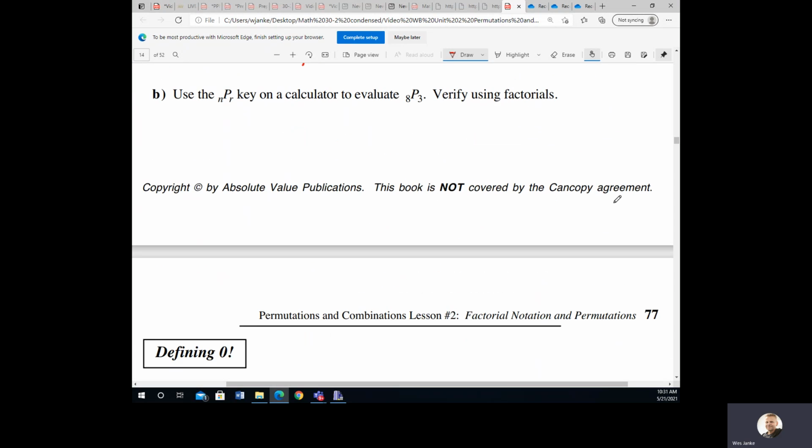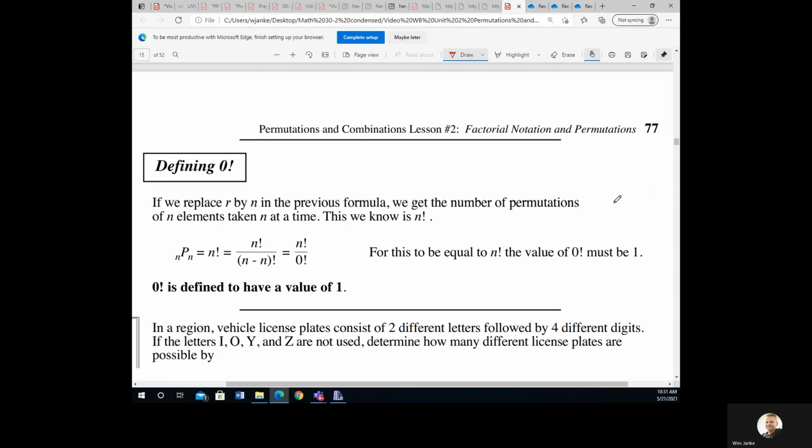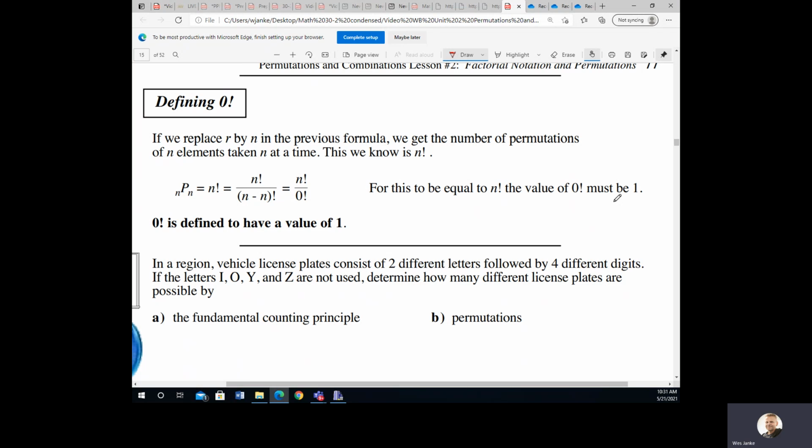Let's go on to the top of the next page. And the thing we have to note about defining 0 factorial is that it has the value of 1. The key thing to remember, just in review, is 2 factorial equals 2 times 1. 1 factorial is just 1. And 0 factorial also is 1.